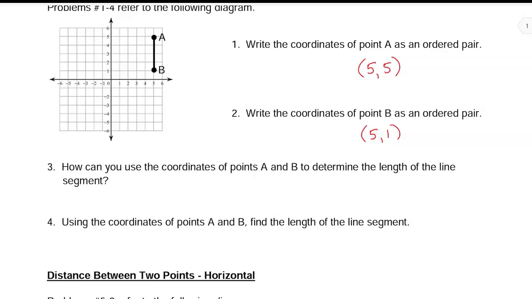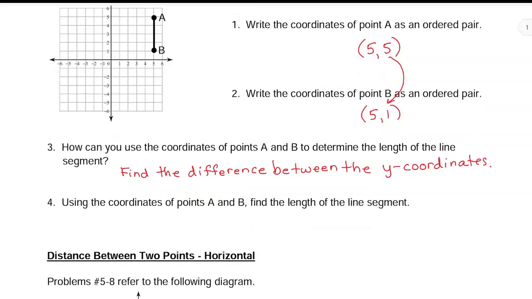How can you use the coordinates for points A and B to determine the length of the line segment? So all I really need to do is look at these y coordinates to see the distance between them. So I'm going to find the difference between the y coordinates. In number 4, we'll actually find that length. I'm going to take the larger number minus the smaller number. So 5 minus 1, and I'll get 4. The distance between the points is 4 units.